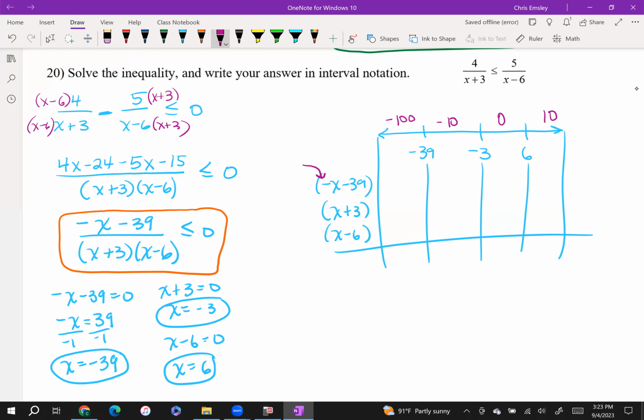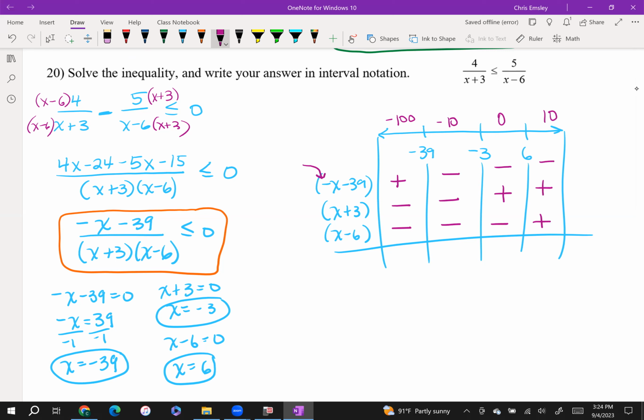Again, be careful with that minus sign there. So we have minus a negative 100, which is positive 100 minus 39, which is positive. Negative 100 plus 3, negative 100 minus 6. Then we put in negative 10. Again, the double negative. Be careful. That's 10 minus 39, which is negative. Negative 10 plus 3, negative 10 minus 6. 0 minus 39, 0 plus 3, 0 minus 6. And then when we put the 10 in there, that's a negative 10 minus 39, which is negative. 10 plus 3 is positive, and 10 minus 6 is also positive.